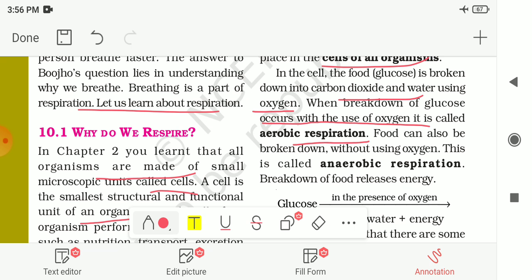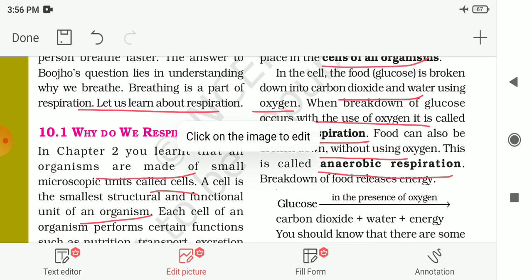And when this breakdown of glucose occurs with the use of oxygen, it is known as aerobic respiration. There are two types of respiration, that is aerobic respiration and anaerobic respiration. So when we are using oxygen to break down this food or glucose to release the energy, this respiration is known as aerobic respiration. And food can also be broken down without using oxygen. So this respiration is known as anaerobic respiration.